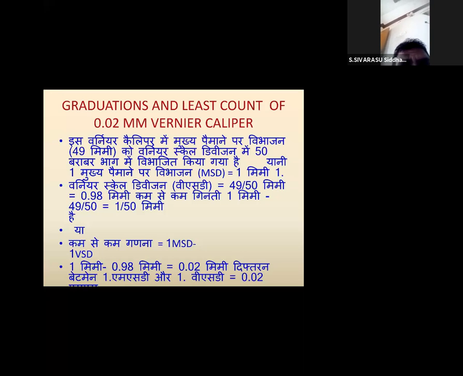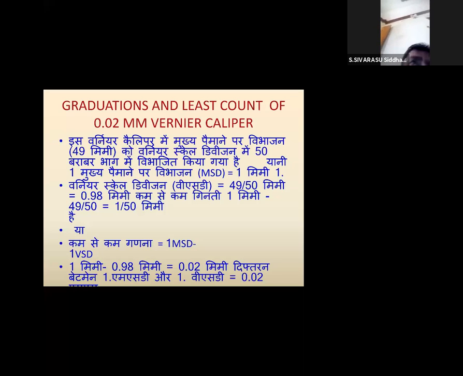We don't know the value of one vernier scale division. Therefore one vernier scale division is equal to 49 by 50. That means the 49 mm distance is divided into 50. If you divide it, you get 0.98 mm. Now we have the vernier scale division value also, that is 0.98 mm.